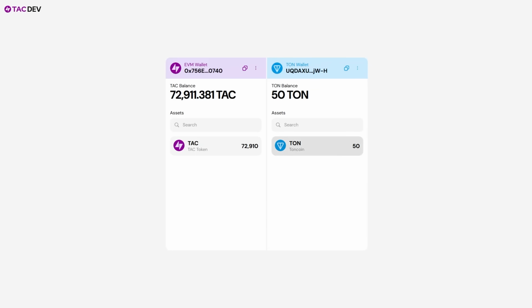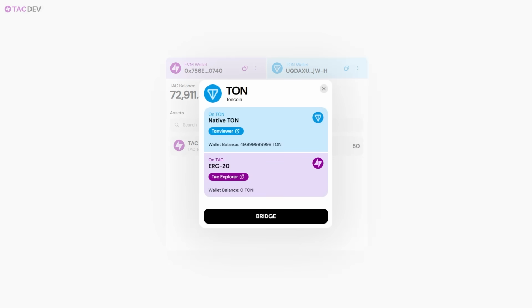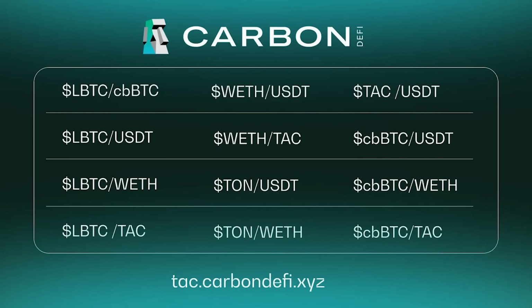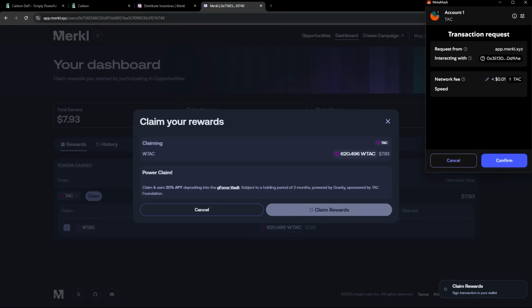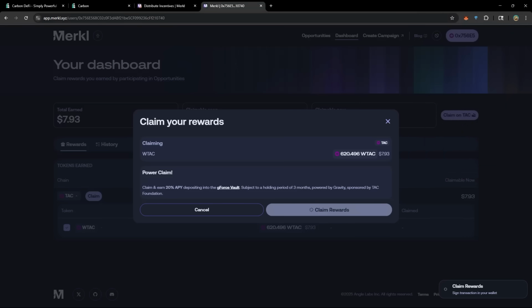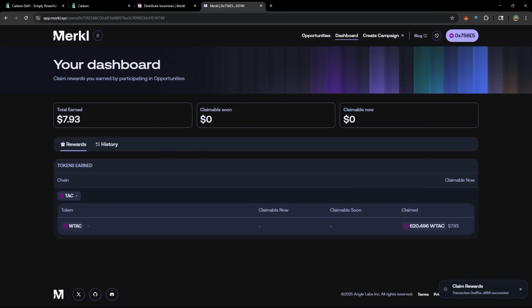In this video, I'm going to show you how to bridge from TON to TAC. Then create a strategy using any of these 12 token pairs on CarbonDeFi, and then use MERKL to claim liquidity mining incentives. All rewards are managed and distributed by MERKL, and must be claimed directly through their interface.